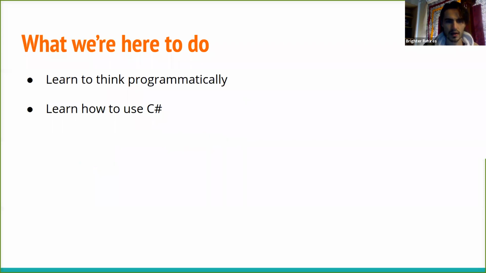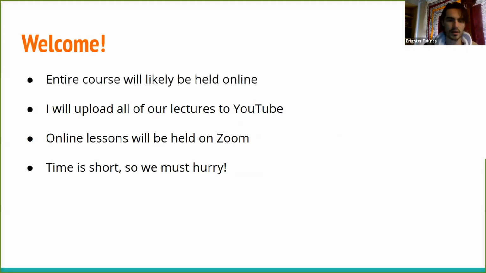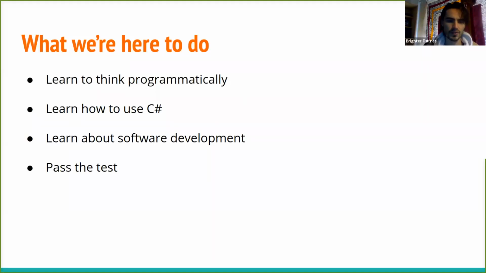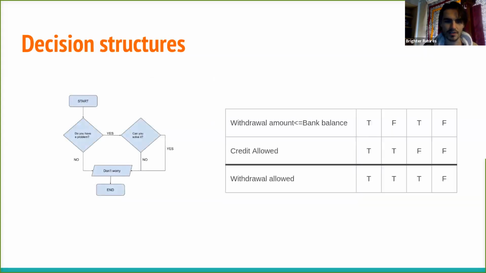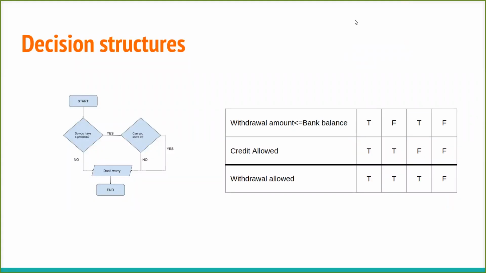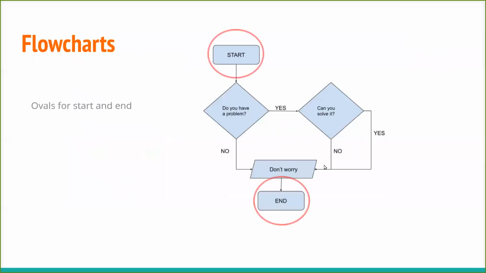Okay, so last week we started with the introductory lecture. There was a brief overview of the course. Obviously, we had to get going quite quickly. We covered two different types of decision structures, flow charts and decision tables. So hopefully you recall that stuff.